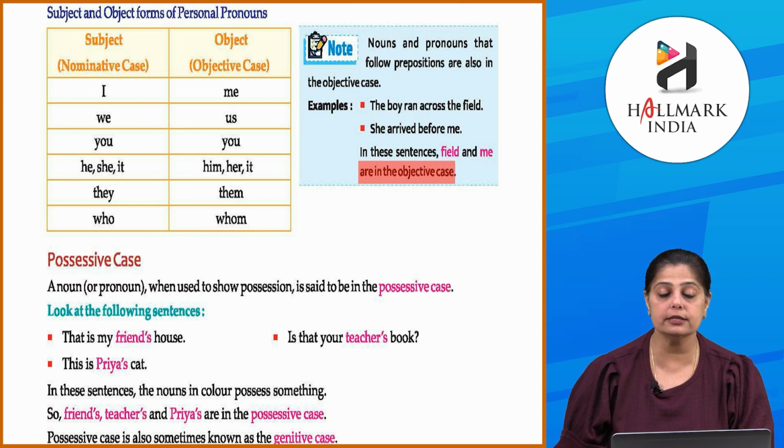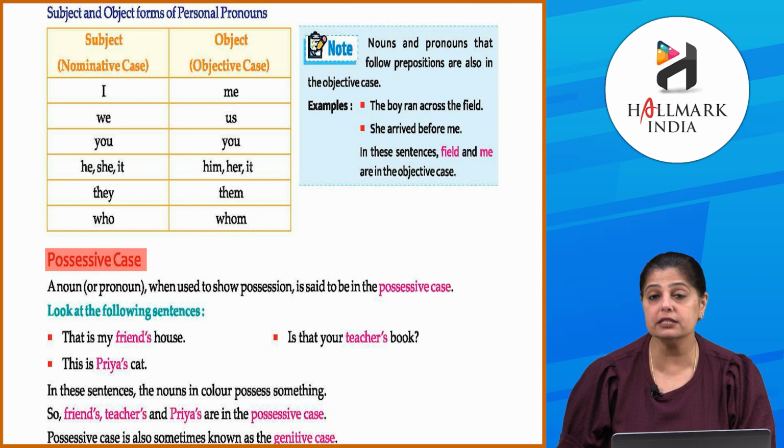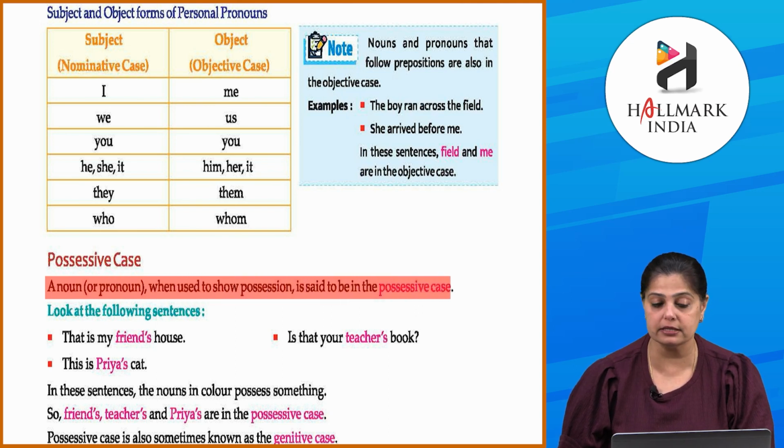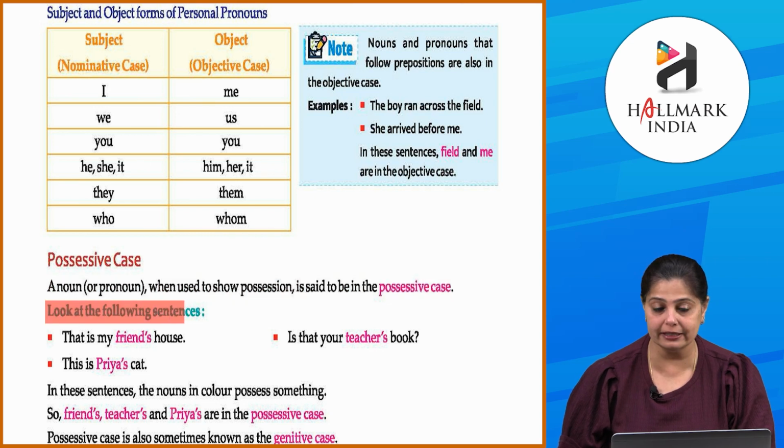Okay. Now let's look at the possessive case. Okay. Possessive मतलब क्या होना? It means that it belongs to someone. वो किसी का है, किसी को belong करता है, तो वो बन जाता है possessive case. Okay. A noun or pronoun when used to show possession is said to be in a possessive case. Okay. Look at the following sentences. That is my friend's house. Okay. Is that your teacher's book? This is Priya's cat. Okay.